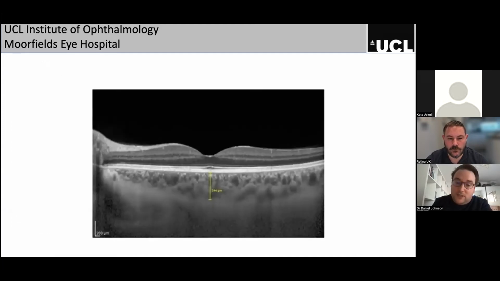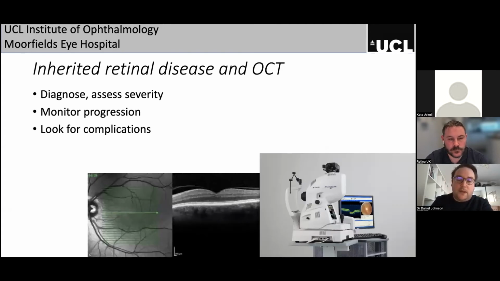The other thing is that we can take different types of these scans. So for this one, this is just an example that we can go beyond the retina, we can go a bit further down. So we can actually look at the choroid underneath the retina in certain cases. So we are basically able to see most of the layers of the back of the eye here, which is really very useful. Now, how does an OCT help with inherited retinal disease?